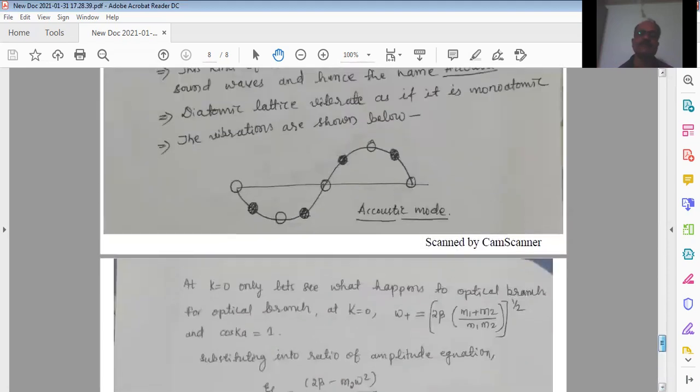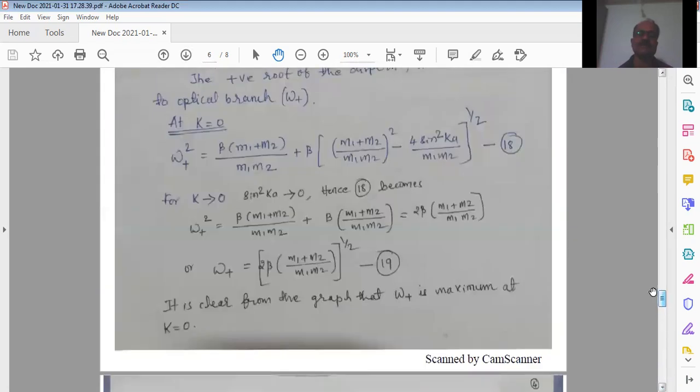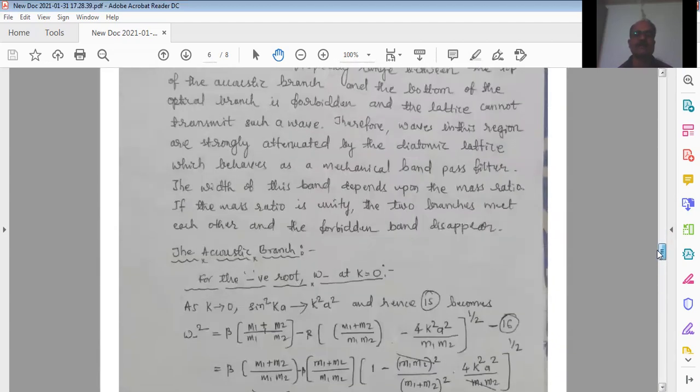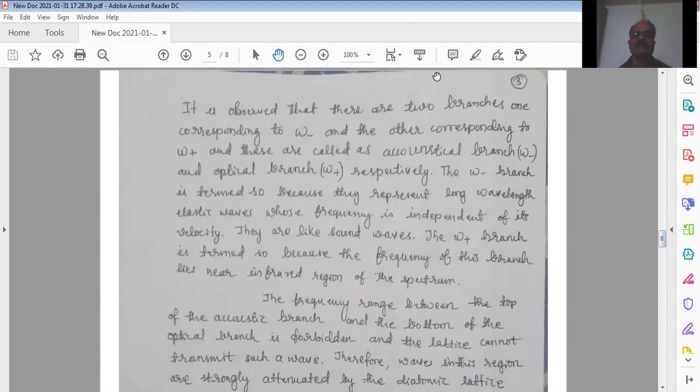So this is the complete workout of the diatomic lattice, and it is very important. It is clearly worked out, and you can work hard and practice it for the examination.